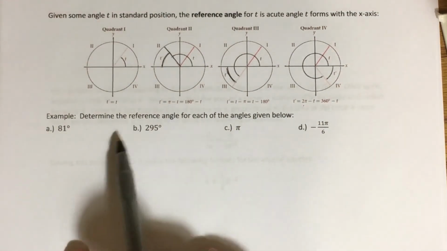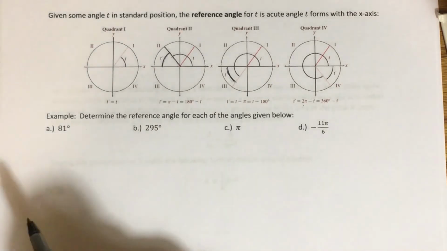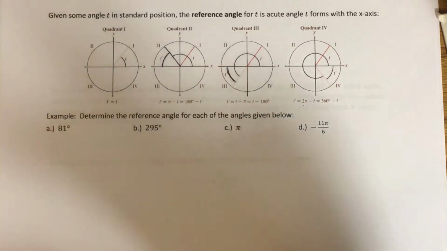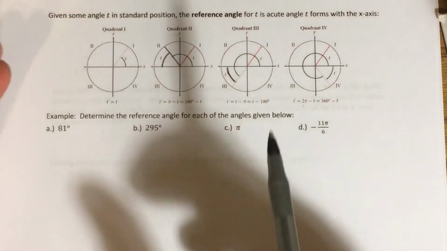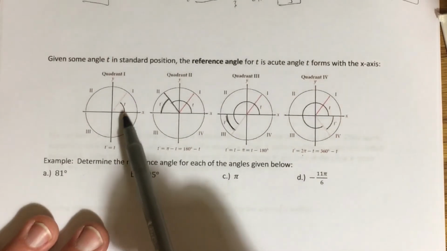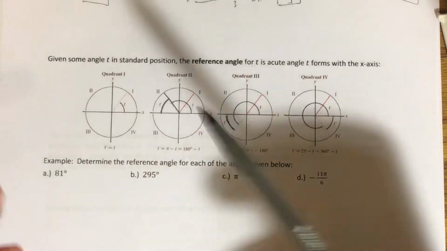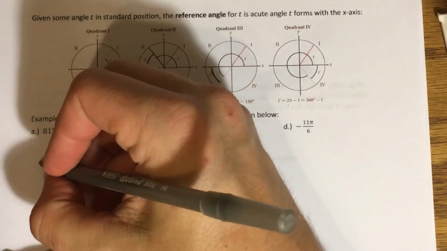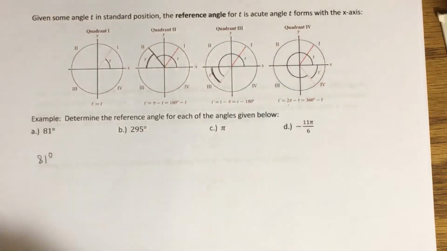Determine a reference angle for each of the angles given below. Now for reference angles, any angle only has one reference angle. It's not like coterminal angles where I can just find this infinite list of answers. There's only going to be one answer for each one of these. 81 degrees. We saw in the case of an angle that's in quadrant 1, the angle is its own reference angle. So an 81 degree angle is going to have an 81 degree reference angle.